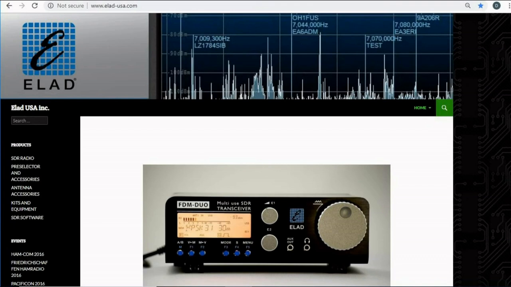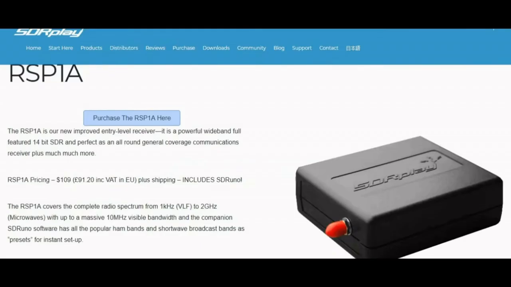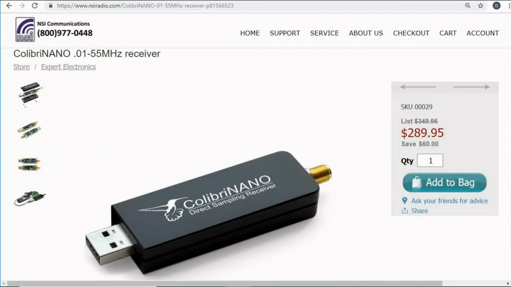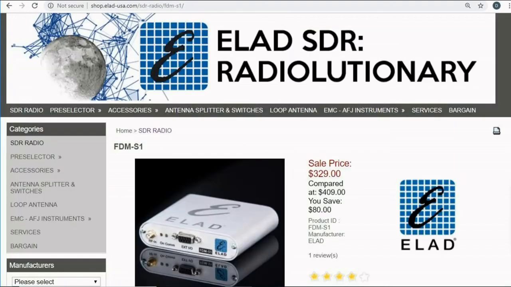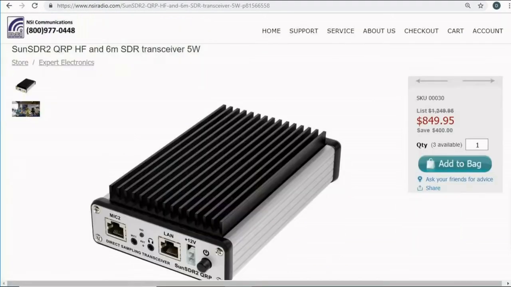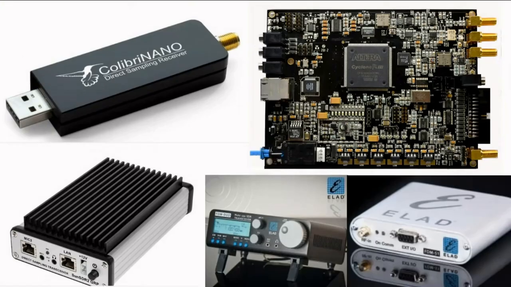In 2014, I bought an ELAD FDM Duo. I became a little more aware of differences between the two, and then in 2018, I bought an inexpensive receiver, the SDRplay RSP1A, then added the direct sampling Colibri Nano and ELAD S1 receivers, just to see how things are progressing. I later bought the Expert Electronics SunSDR2 QRP transceiver. These direct samplers all have excellent performance, but they are not alike. I'll be talking mostly about the above radios and their software, because I'm familiar with them.